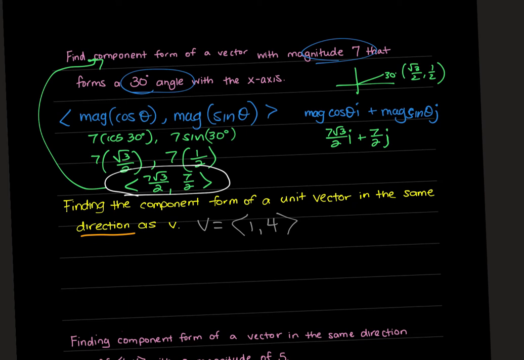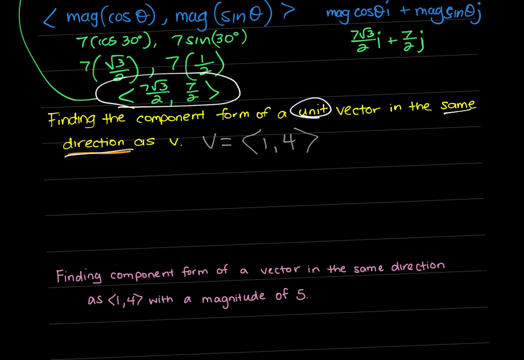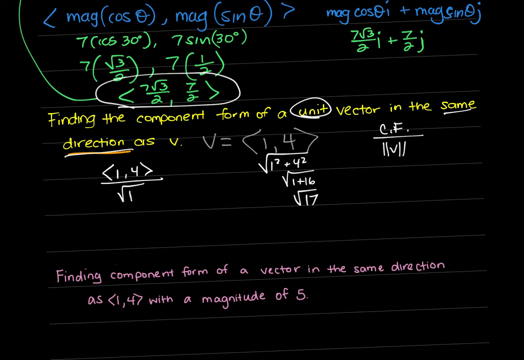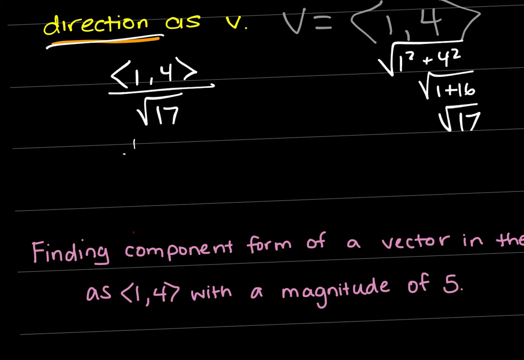Okay. Then we had questions that said find the component form of a unit vector. Okay, what did the word unit mean? The same direction is the component form of the vector that's given over the magnitude of the vector that's given. You only have one vector. So if I give you that the vector is V and it's 1, 4, I put 1, 4 in the numerator, and then I find the magnitude of this, square root of 1 squared plus 4 squared, square root of 1 plus 16, square root 17. That goes in the denominator, and then we have to split this. So it's 1 over root 17, comma 4 over root 17.